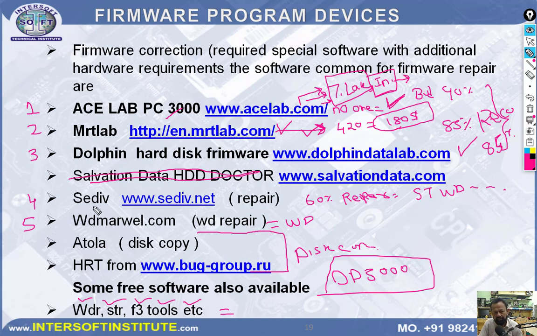Okay, we are the reseller of MRT Lab. We are the Indian reseller of MRT Lab, and we have notes, materials and all those things. Dolphin also has resellers in India, and PC 3000 also has resellers in India, you can buy there too. But if you have budget issues, you can start with these tools. If you start with these, not much amount goes. So you can go step by step. So these are the firmware repair tools. Next.